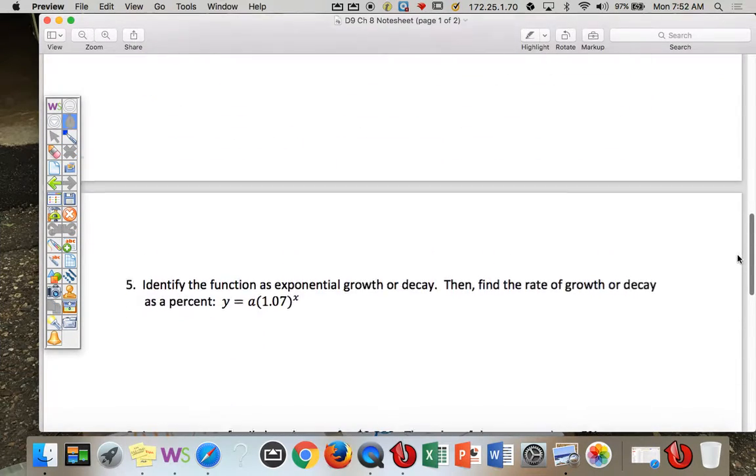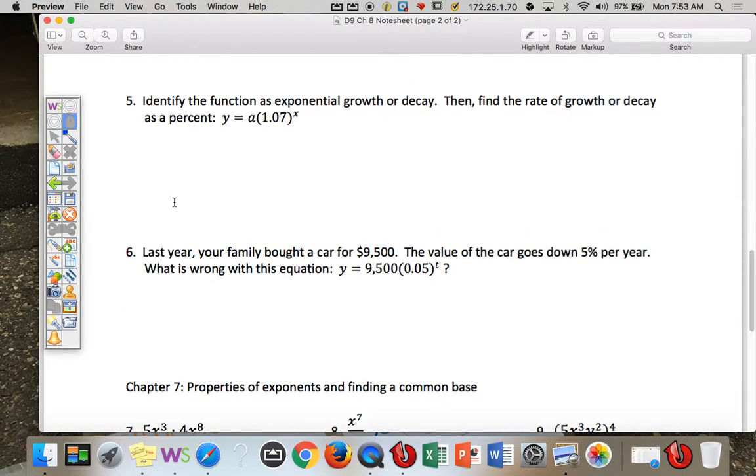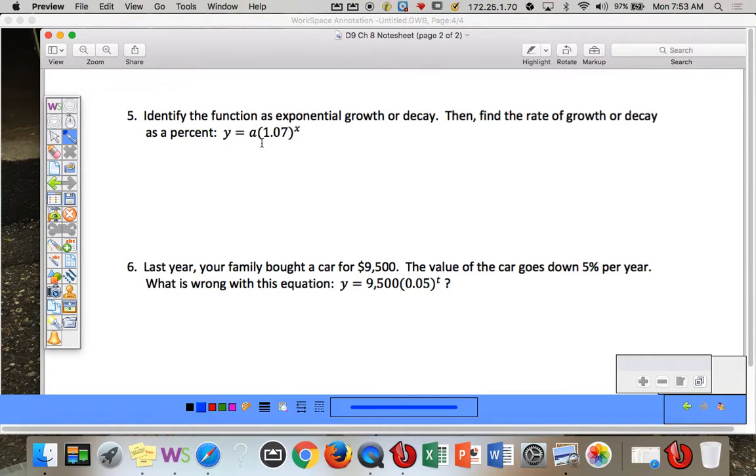Number 5, identify the function as growth or decay, and then find the growth or decay rate. So this is growth because the second number here, the b value, is bigger than 1, and it's growing by 7%.